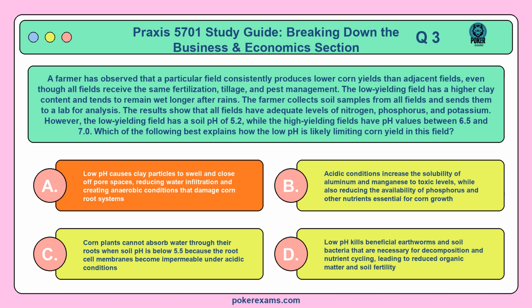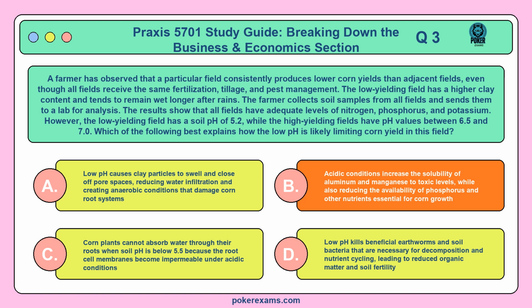Which of the following best explains how the low pH is likely limiting corn yield in this field? Option A. Low pH causes clay particles to swell and close off pore spaces, reducing water infiltration and creating anaerobic conditions that damage corn root systems. B. Acidic conditions increase the solubility of aluminum and manganese to toxic levels, while also reducing the availability of phosphorus and other nutrients essential for corn growth.